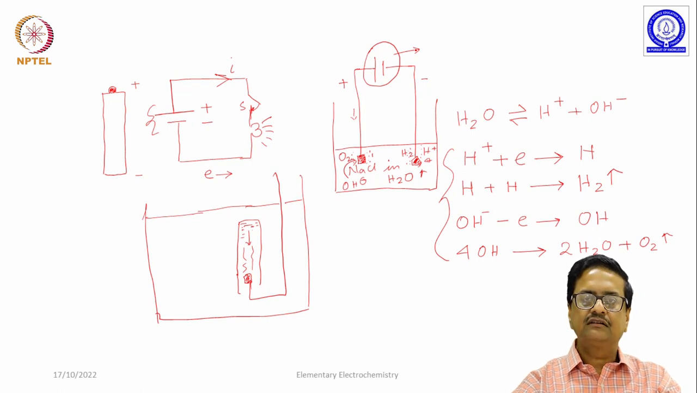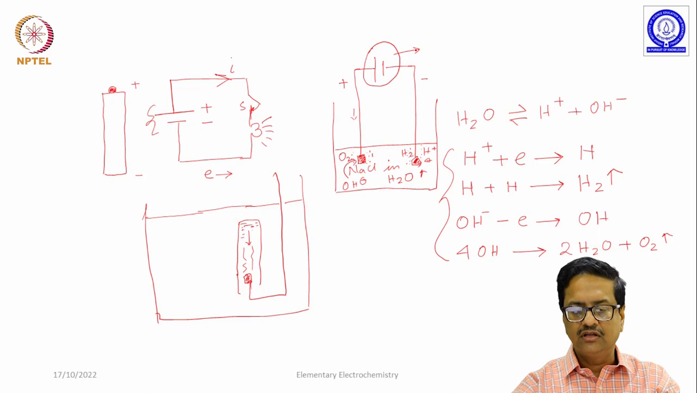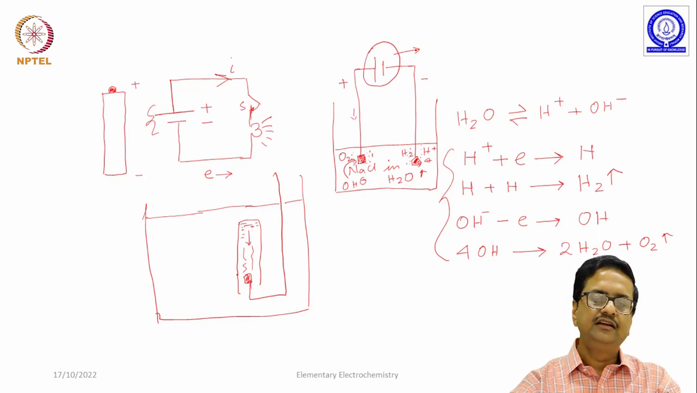So people are working on lots of different types of solar cells, so that you can utilize solar energy, or windmills, wind energy, to convert it into the chemical energy stored in a battery, and then eventually that chemical energy is used to operate different devices, even a motorbike or a car.